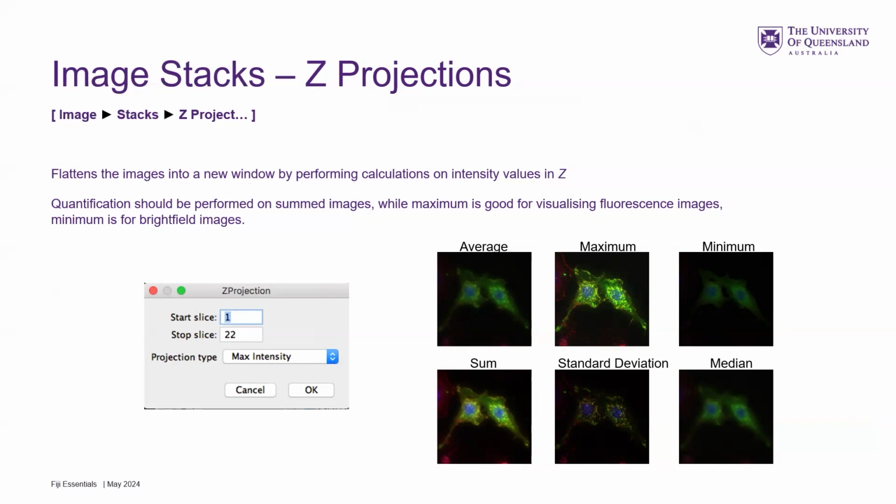Usually, if you just want to visualize, maximum is what you're going to use for fluorescence. If you've got a bright field Z-stack, you want to do a minimum, because bright field is dark objects on a light background, and you want to keep all the dark objects that are blocking the light. You might want to try that as a method if you're inverting lookup tables and doing funky stuff like that.